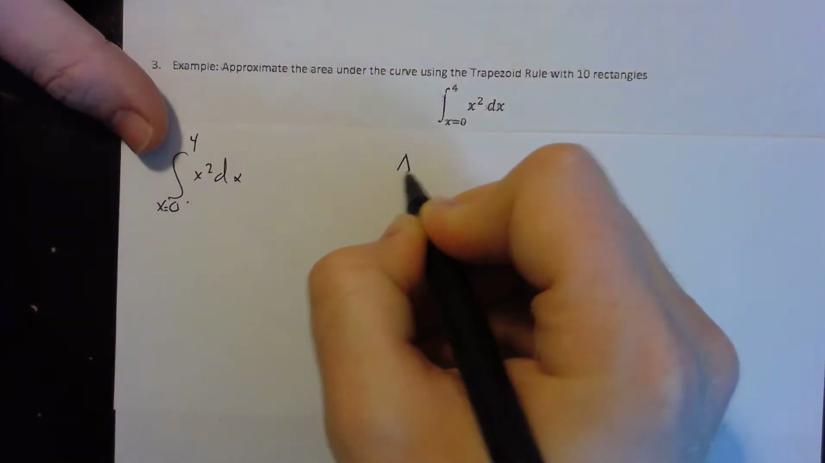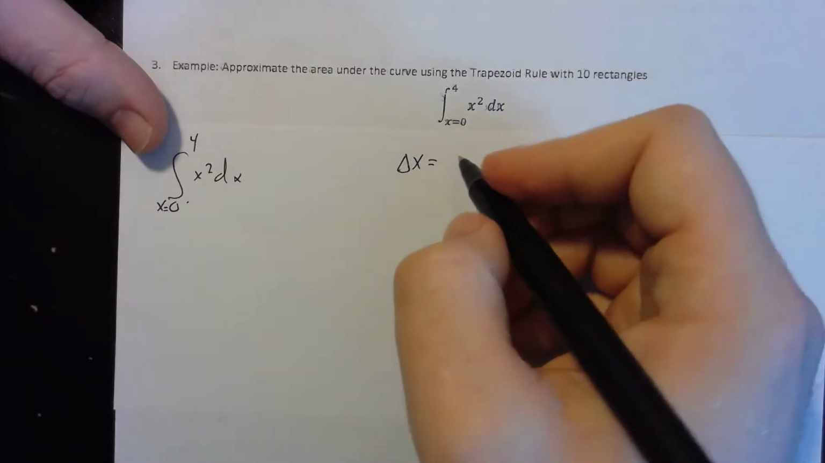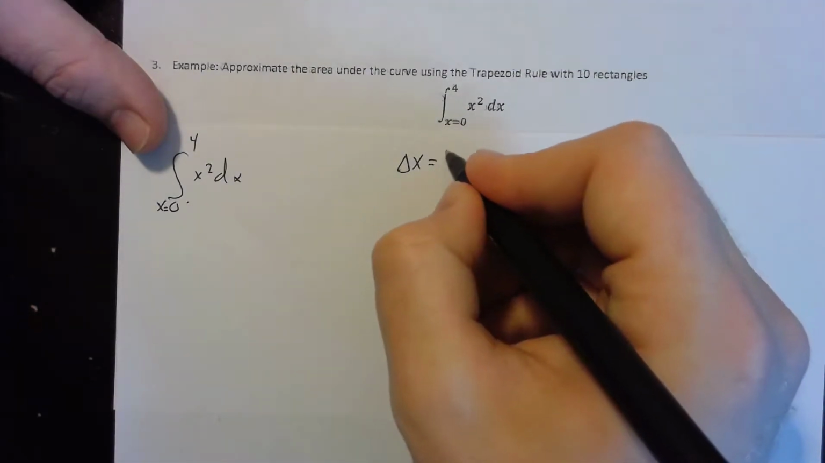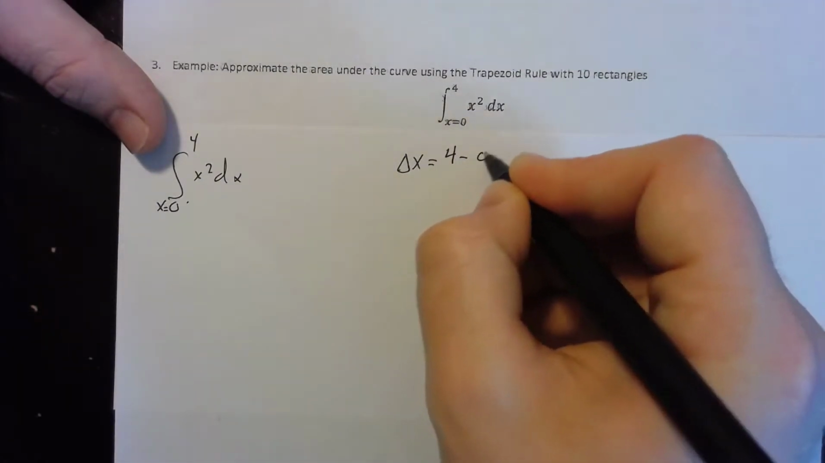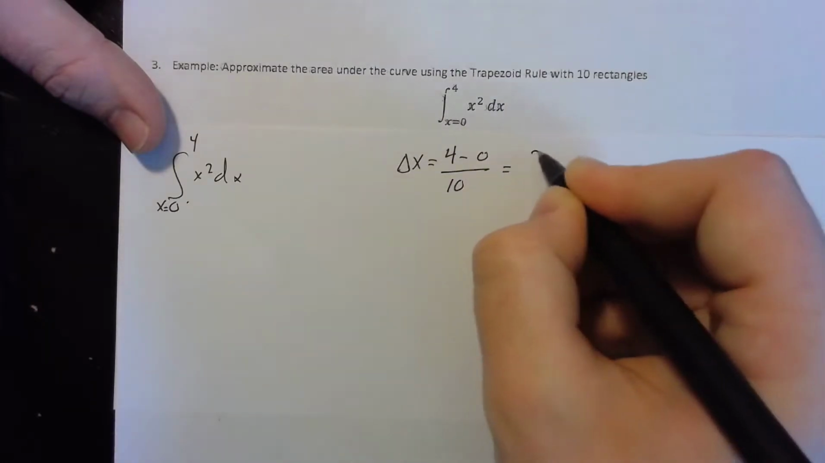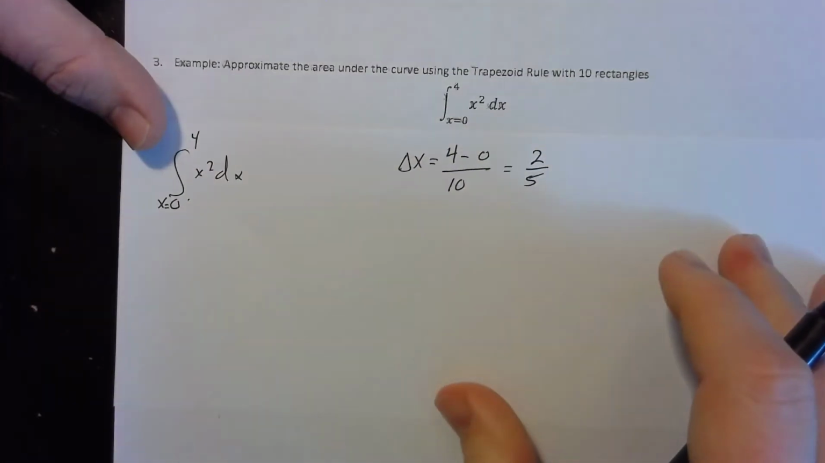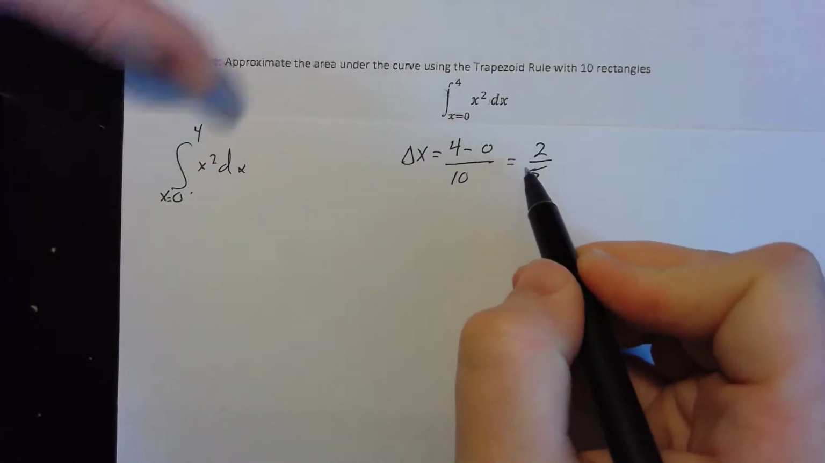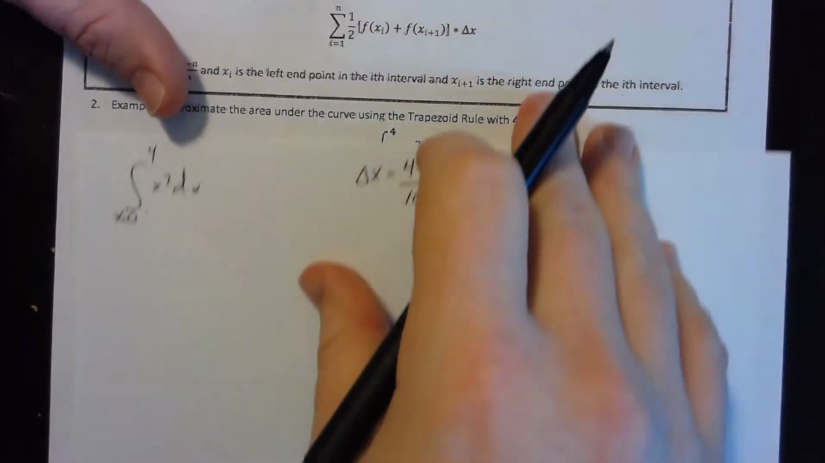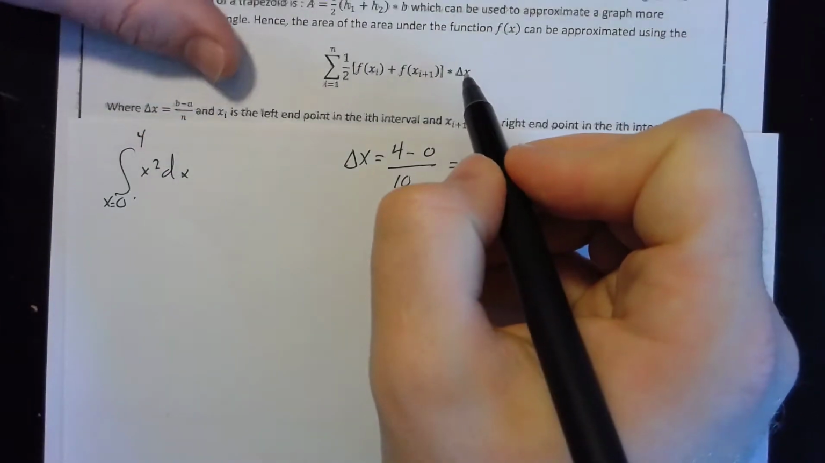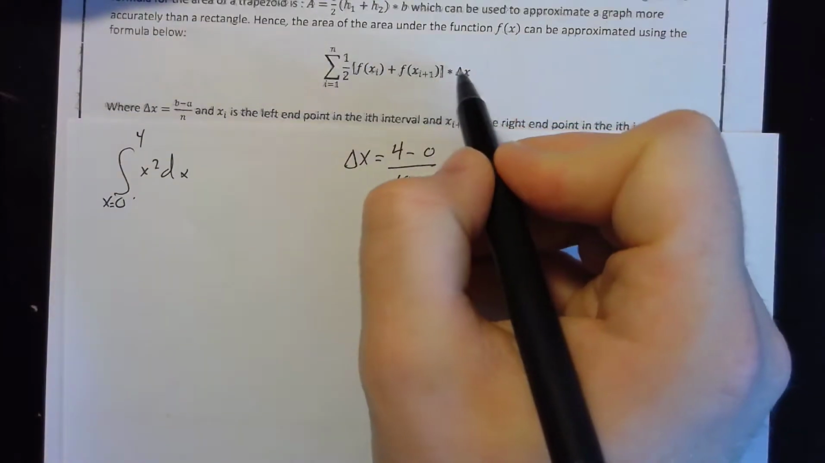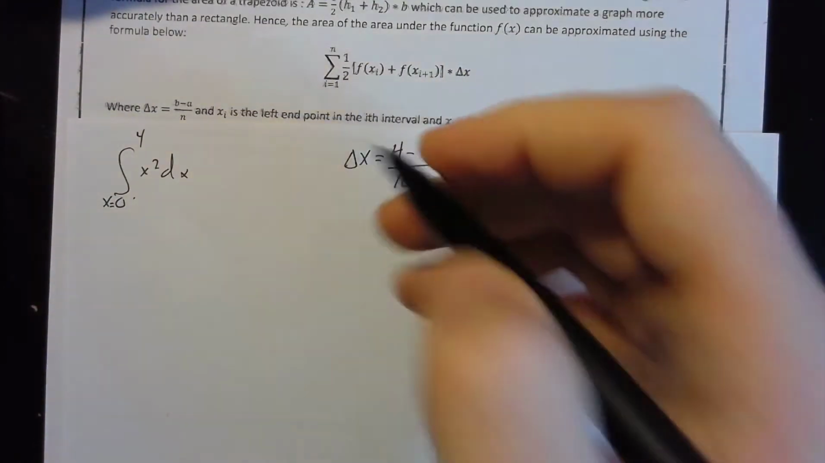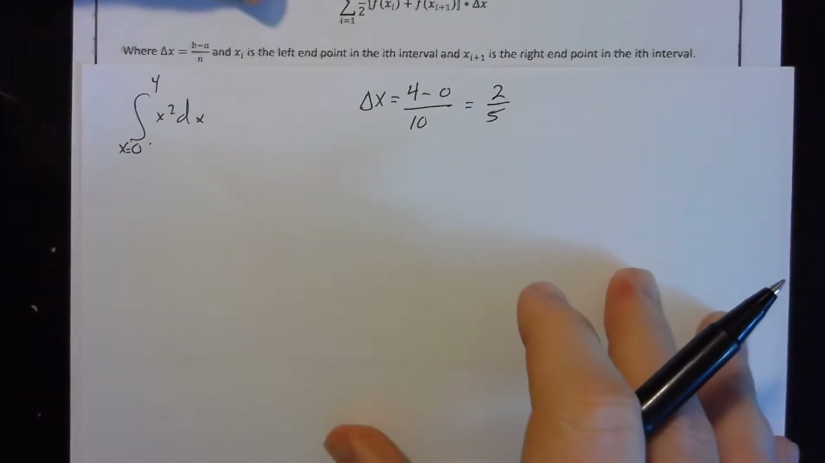So that means that if I'm looking for my delta x, which remember is the base of each trapezoid, it is going to be b, which is 4, minus a, 0, all divided by, in this case, 10. So that gives me 2/5. Now recall, like other Riemann sum problems, we can take that delta x value and simply remove it from the grand scheme of the formula. If you'll notice up here that delta x is multiplied by everything, so we could shift it to be outside of the summation so it doesn't get in the way.